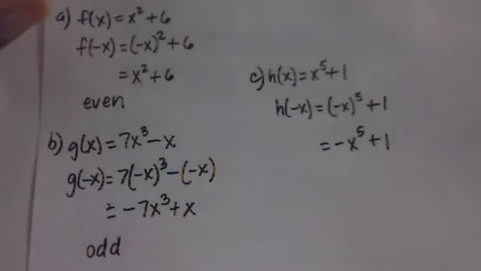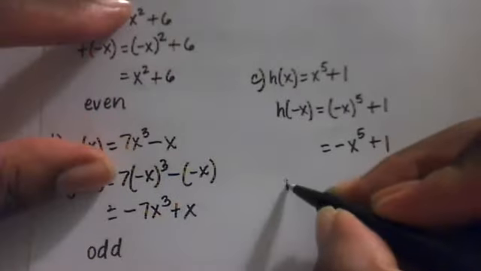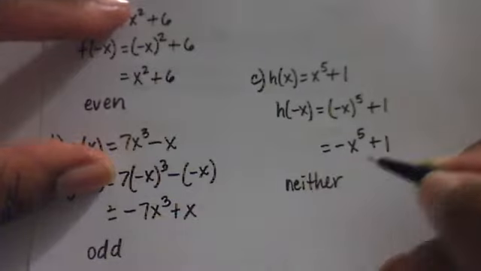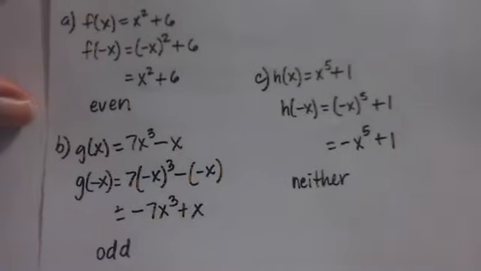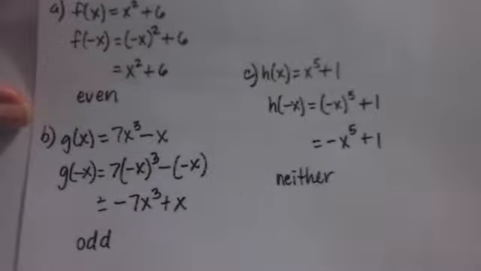Compare the h of x with h of negative x. Only the first term changed to the opposite sign. The second term did not. Okay, x to the fifth changed to negative x to the fifth, but the plus 1 remained the same. So it's neither odd nor even. So we can just say neither. Okay, so be mindful of how to determine whether a function is odd or even by simply replacing the x with negative x in these types of functions that are given to you.